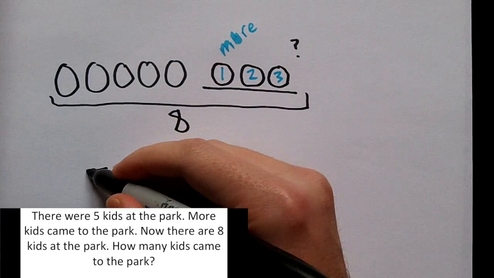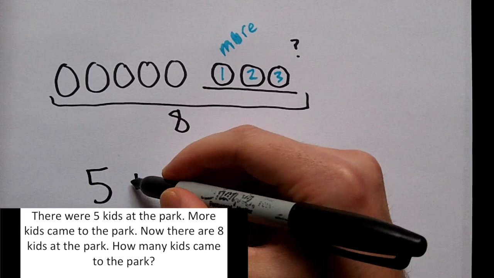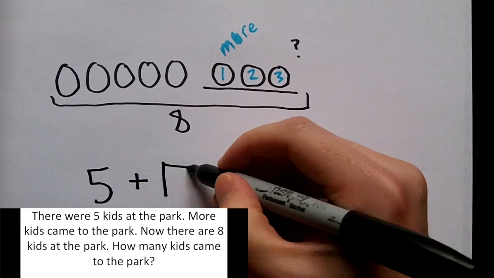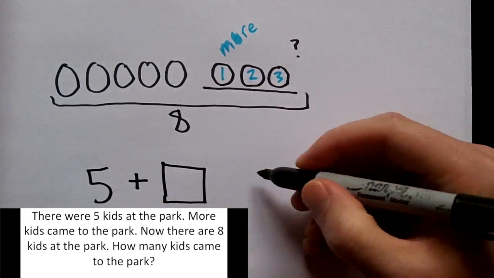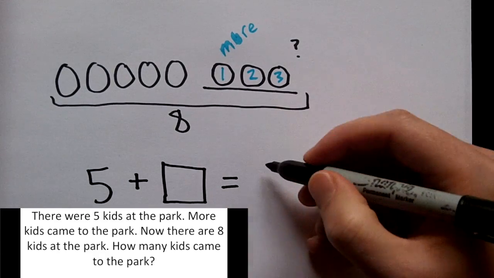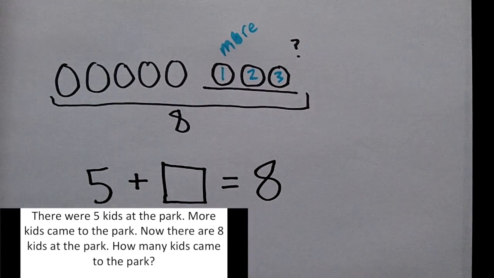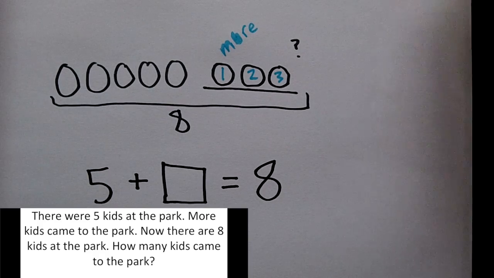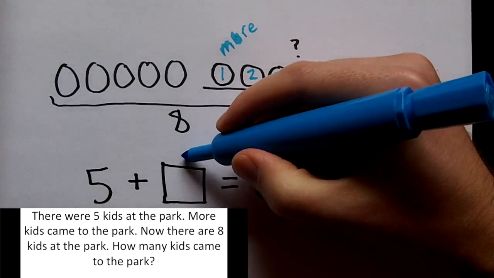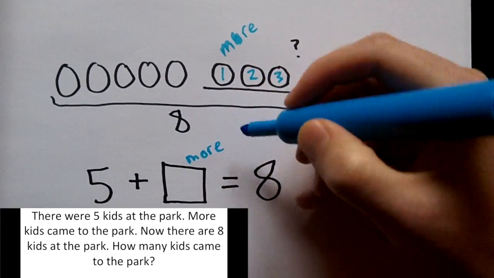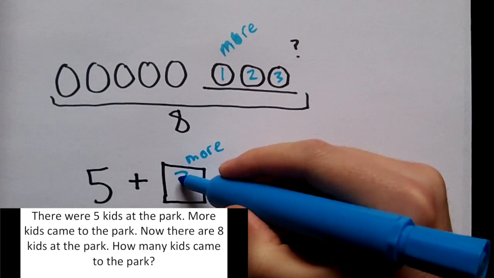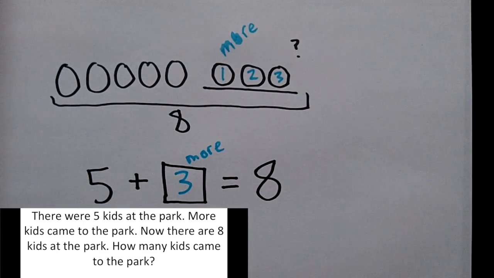Now I'm going to write a number sentence. There are 5 kids at the park. More kids came, so it's addition. Put in a box because I don't know how many kids came. And at the end there's 8 kids at the park. Again, I'm going to label it. And I figure out that 5 plus what equals 8? 5 plus 3 equals 8. 3 more kids came to the park.